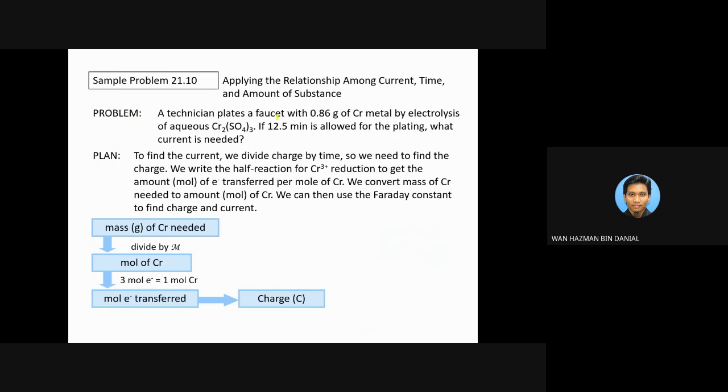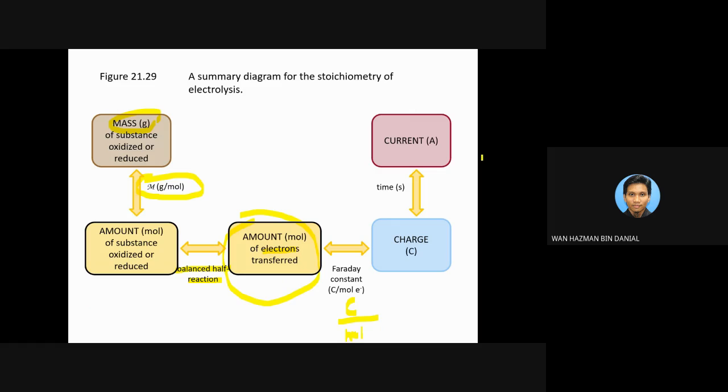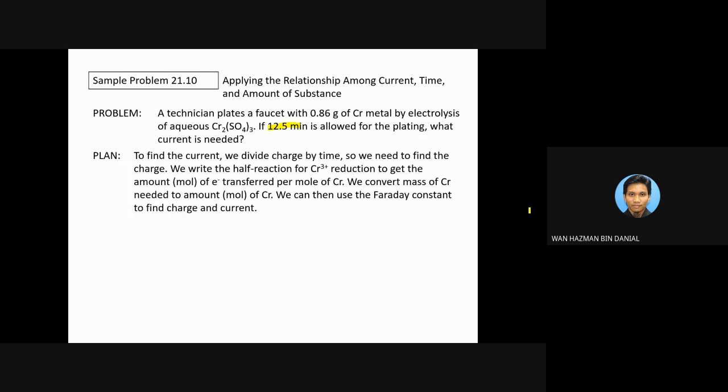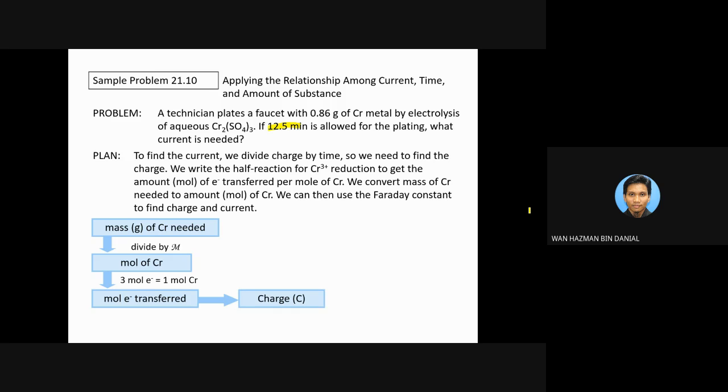A technician plated a faucet with 0.86 gram of chromium metal by electrolysis of aqueous chromium sulfate. If 12.5 minutes is allowed for plating, what current is needed? So this goes back to what we did earlier. It asks what current is needed, and gives the mass. So this question is straightforward using this flow. We have mass, so from mass we find mole by dividing by molar mass. Good, so we get the mole of chromium.